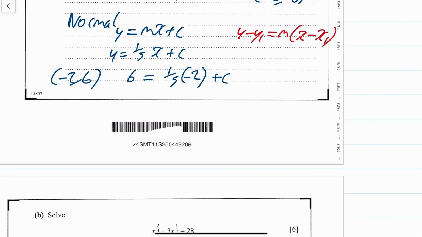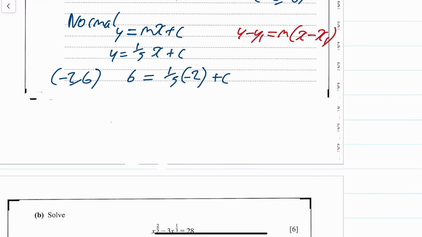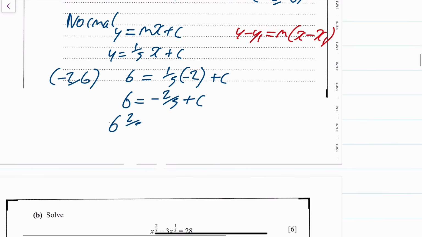I'll get rid of all this just so I can see. Obviously, you know in an exam not to do this. This is just me trying to keep us on the one thing. So that's going to be 6 equals minus 2/5 plus c. And that means 6 and 2/5 is equal to c. So what you've got is y equals 1/5 x plus 6 and 2/5. It mentioned to get it in the form ax plus by plus c equals 0, where a, b and c are integers.